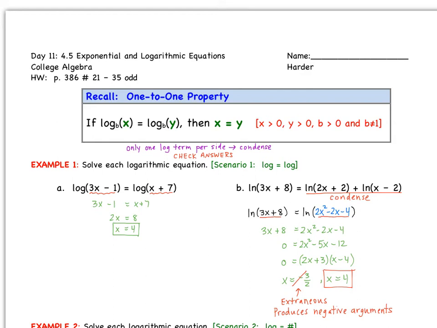Welcome to 4.5 Exponential and Log Equations, Part 2. Today's focus is going to be on log equations.